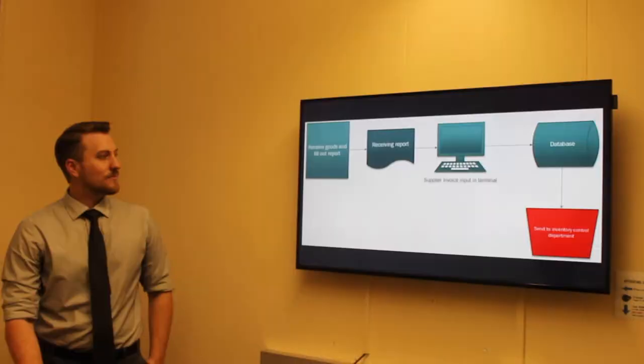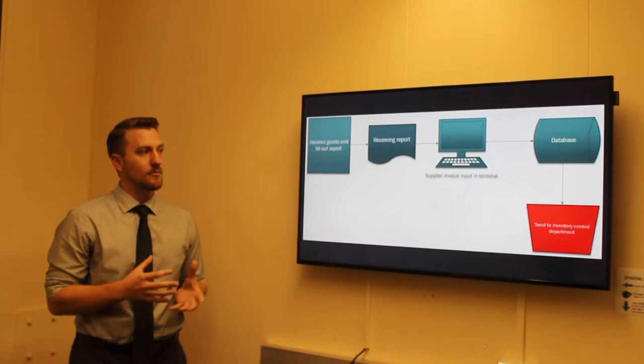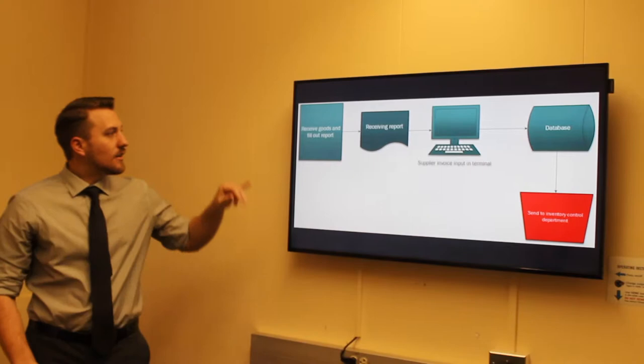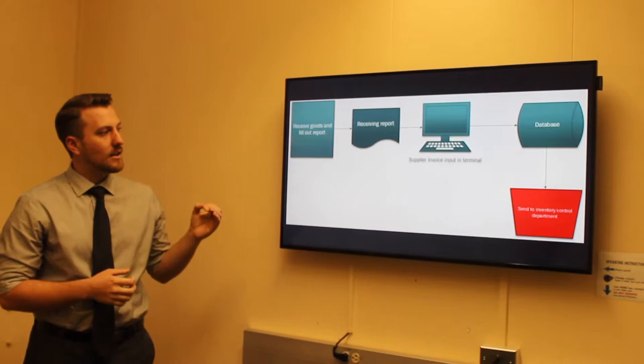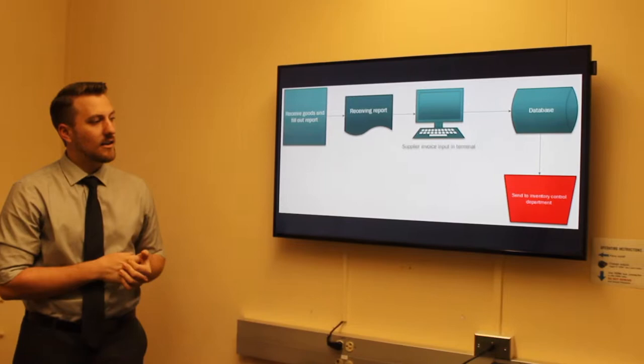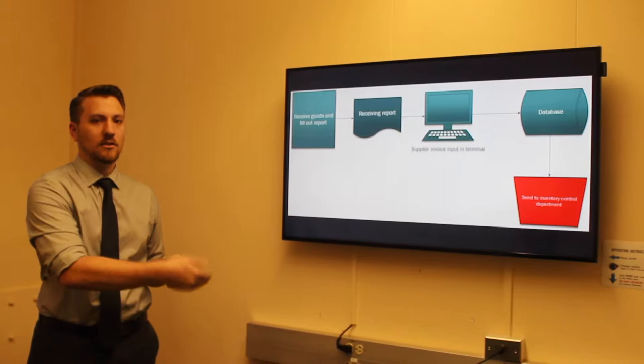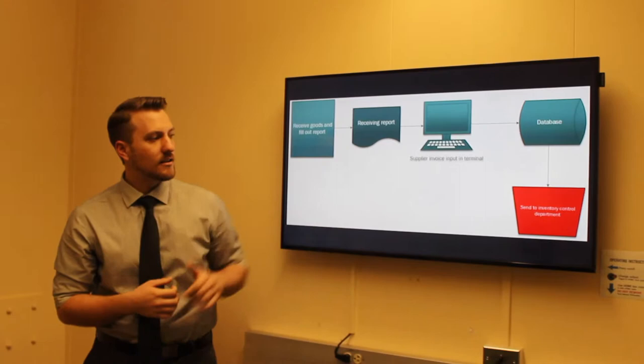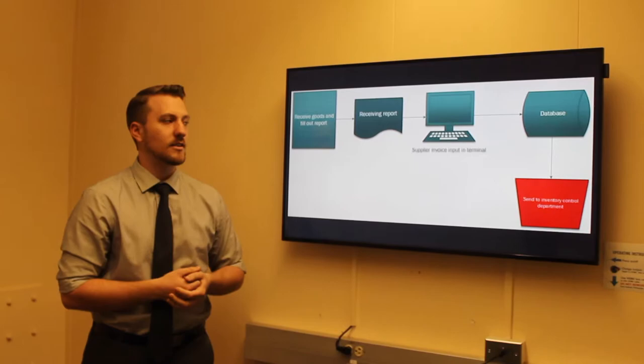So here we have the updates for LexSteel's receiving goods process. We have made a couple changes to the flowchart here. Initially, you receive the goods, fill out the receiving report, and then put that report into the terminal to go into a batch processing database. The main issue with that is it was one person handling all the duties. We wanted to make sure there was a separation of the duties there. So this is actually going to be sent to the inventory control department, and they're going to verify all this information and check the physical inventory counts as well.